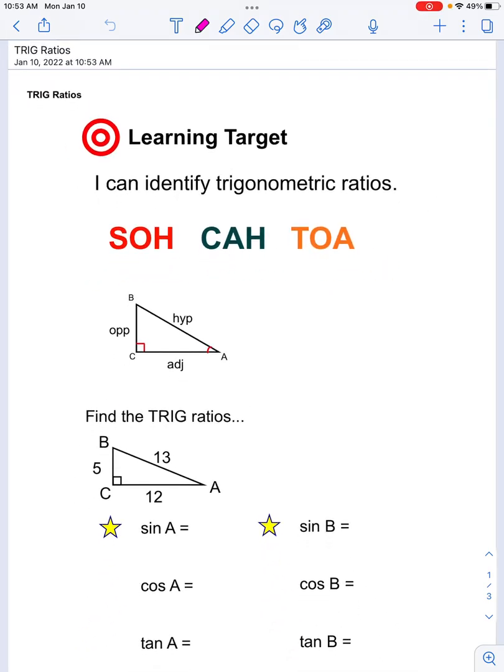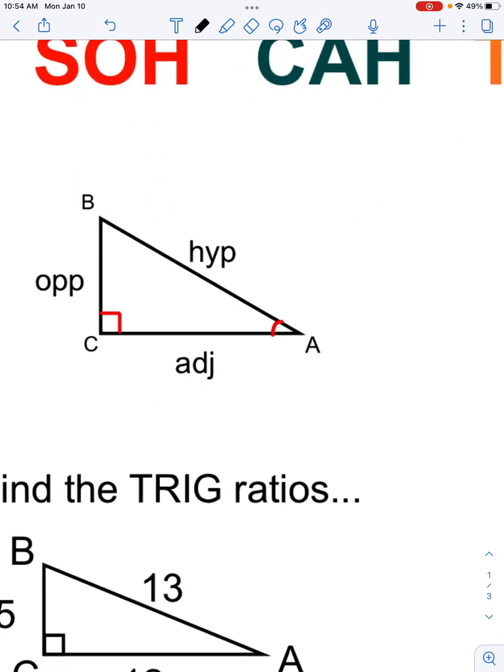All right, continuing with right triangle trig. The way that a lot of people remember these trig ratios is through this acronym, SOHCAHTOA. This is the ratio for sine, cosine, and tangent. Now, O stands for opposite, H stands for hypotenuse, and A stands for adjacent.